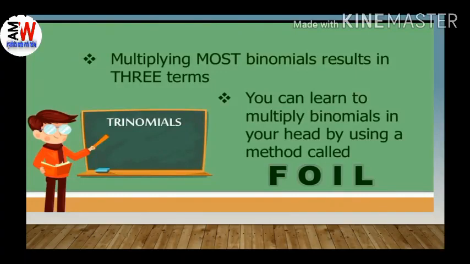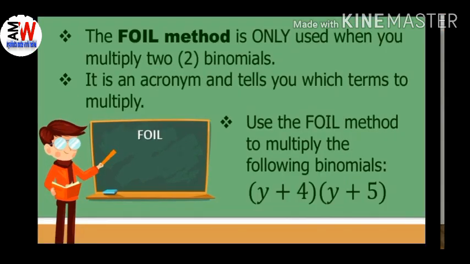For multiplying two binomials, we have to apply one more method, that is called the FOIL method. We have to see how the FOIL method works on the multiplication of two binomials. The FOIL method is only used when multiplying two binomials. It is an acronym and tells you which terms are multiplied. So which terms do we have to multiply?